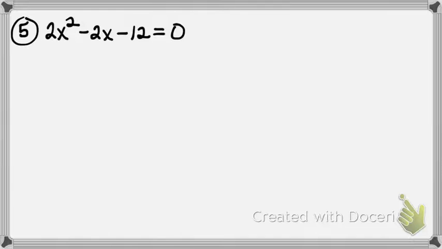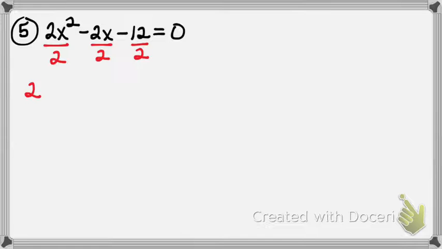So for number 5, after you subtract the 12, this is what you would have. Now you're going to look for a greatest common factor, something that we can take out of everything to make it easier to factor. Is there a number that we can take out? 2. Yep, let's divide every single number by 2.